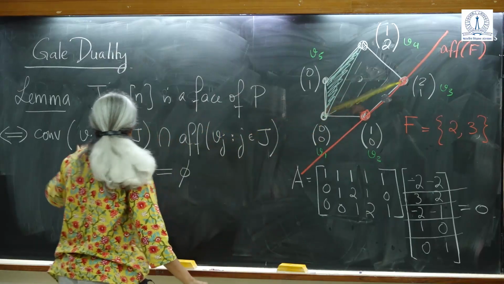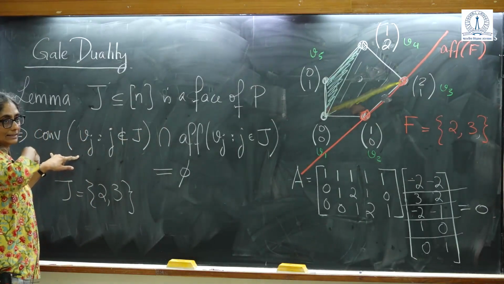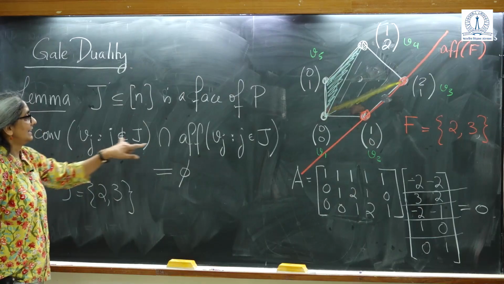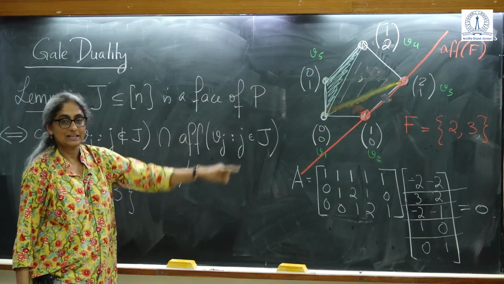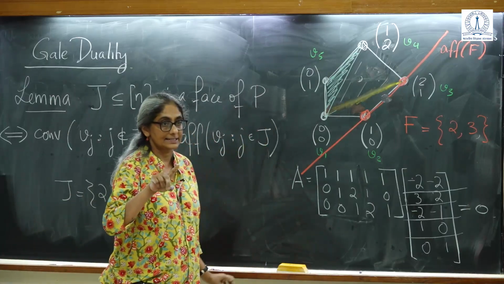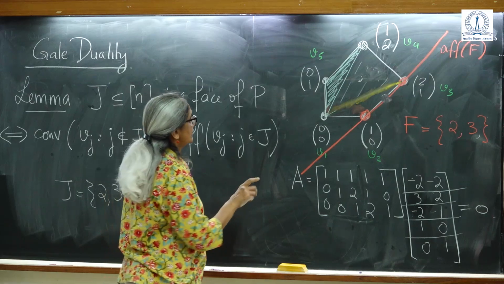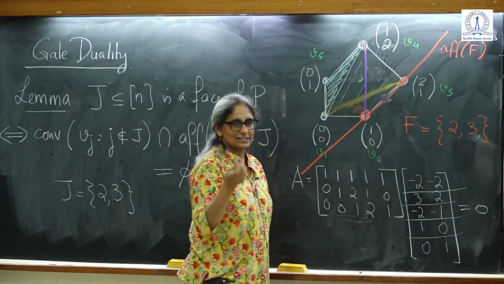That's what this is saying. So something is a face if and only if the convex hull of the complementary things does not intersect the affine hull of that thing, okay? Let's do another type of example where you take something that's not a face. Let's take something that's not a face. So maybe this guy. Can you see this color?